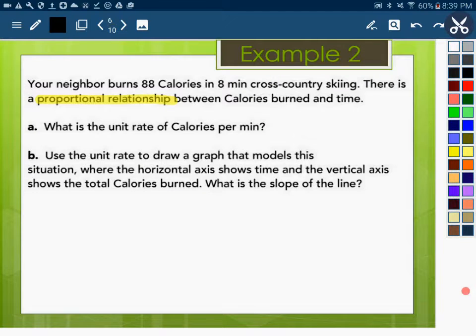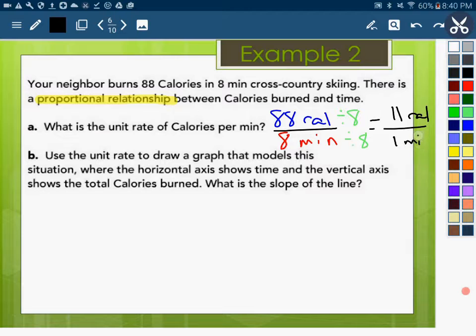So the fact that they said that it was proportional means we can just divide that 88 by the 8. And what I mean by that is, in part A, it says, what's the unit rate of calories per minute? Well, the rate of change is 88 calories per 8 minutes. Well, how do we get that 8 on the denominator to become a 1? We have to divide both the bottom and the top by 8. So the unit rate is going to be 88 divided by 8 is 11 calories per 1 minute.